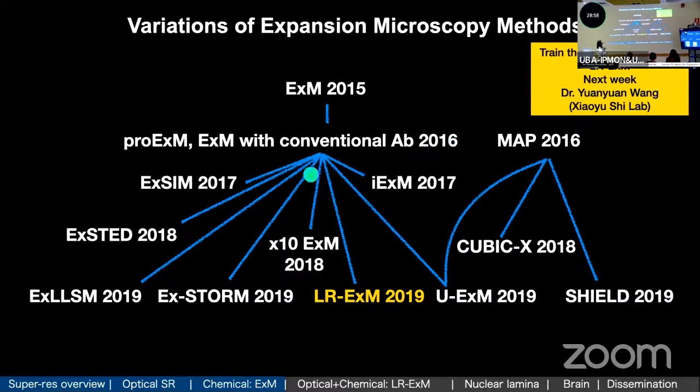So this will be stain first and then expand. And this will be expand first and then immunostain. So these are the two families we've been talking about.